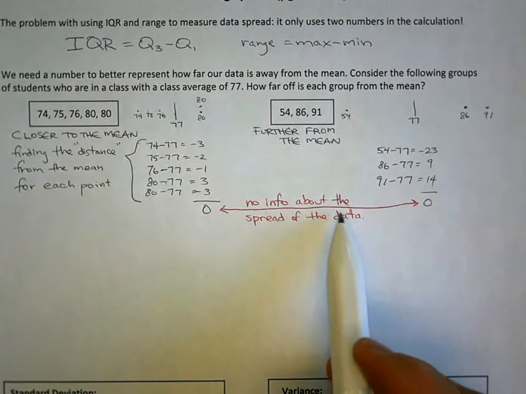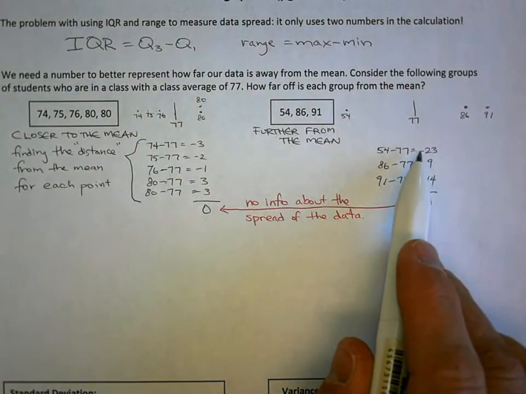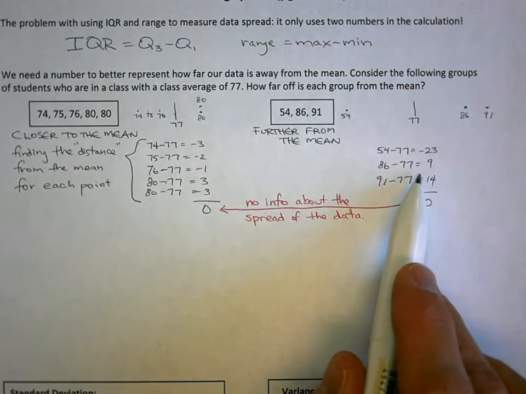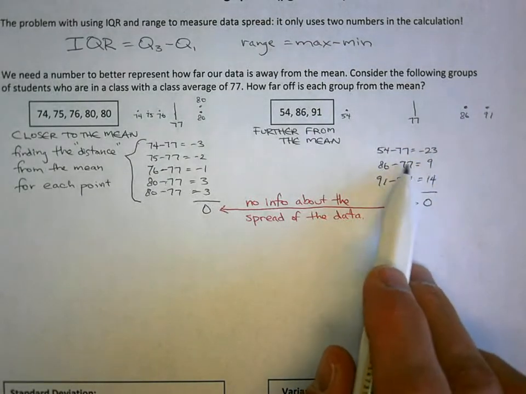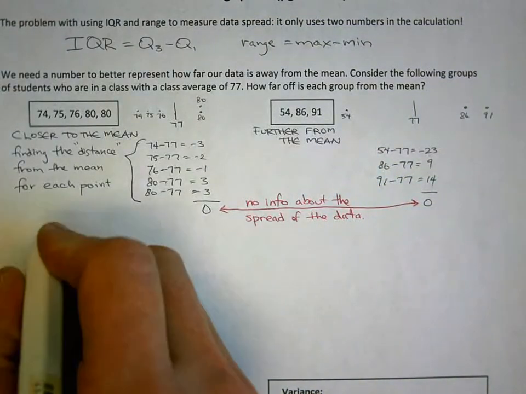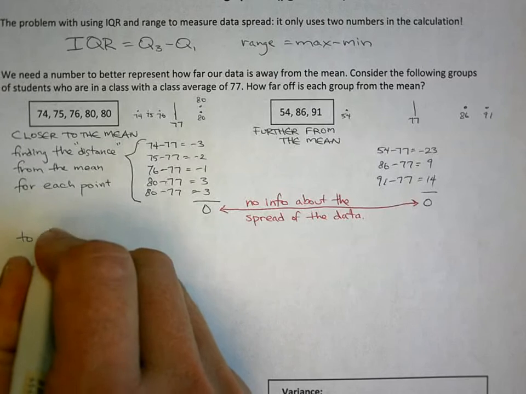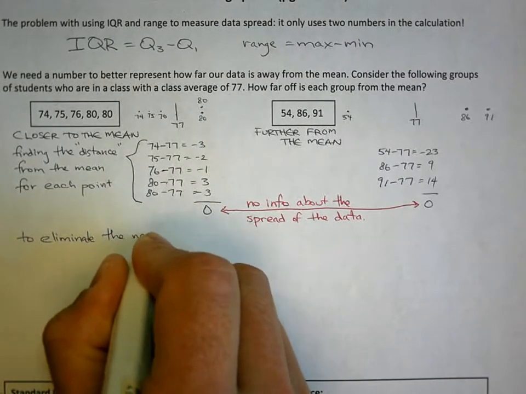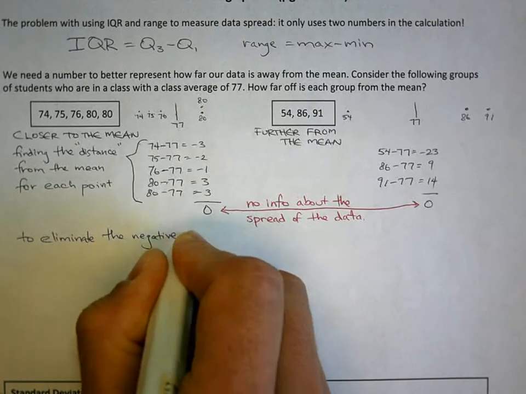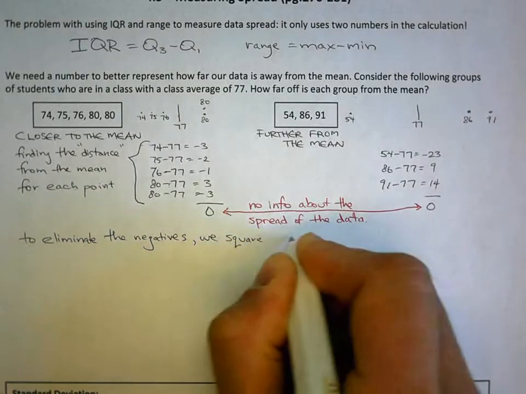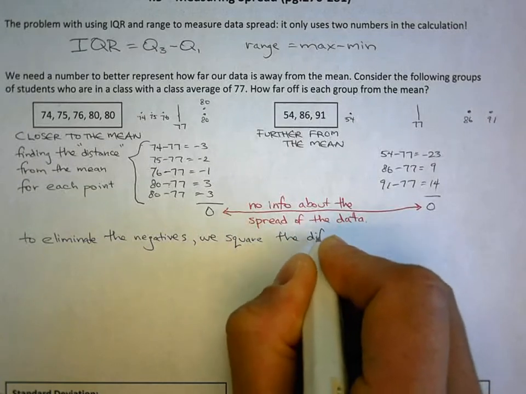So why is this happening? Well, this is happening because this is a negative number and this is a positive number, and so they balance out each other. So what I need to do is get rid of the negatives and repeat this process. So to eliminate the negatives, we square the differences.